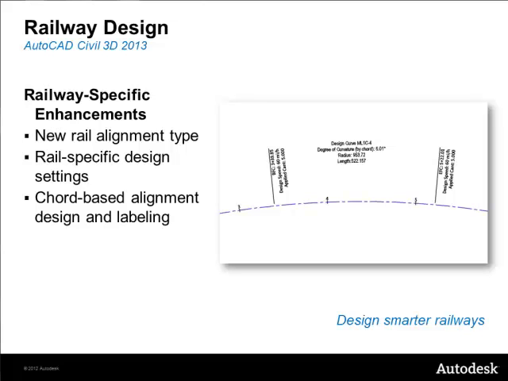In previous releases of Civil 3D, there were no explicit tools for the railway designer. While all civil engineers could benefit from the power of Civil 3D objects such as surfaces and corridor models, the geometric design requirements of a railway alignment couldn't be defined. Civil 3D 2013 introduces a new alignment type that includes special features for rail, like chord-based alignment designs and labeling.